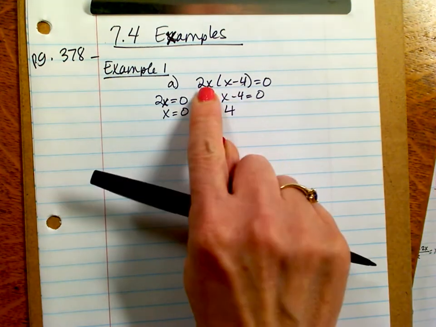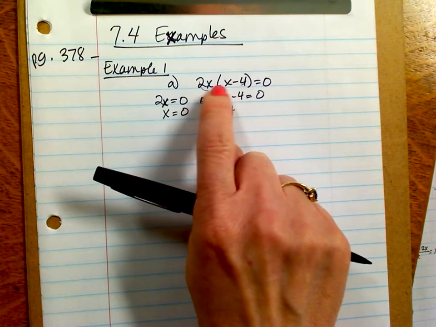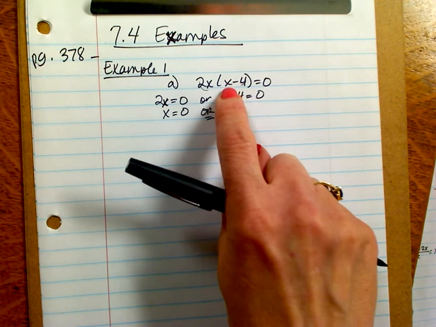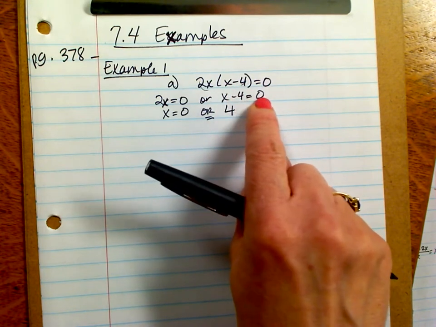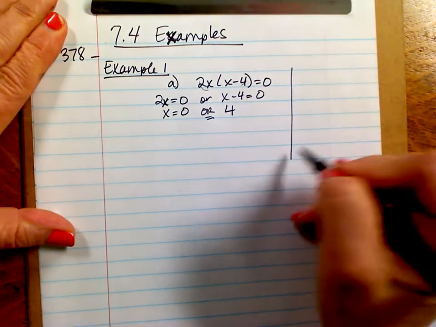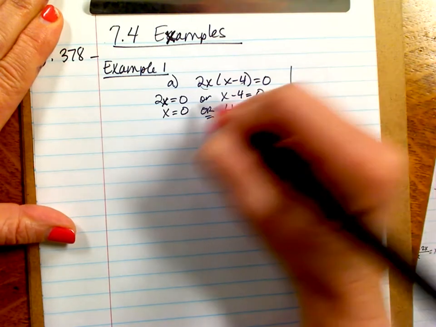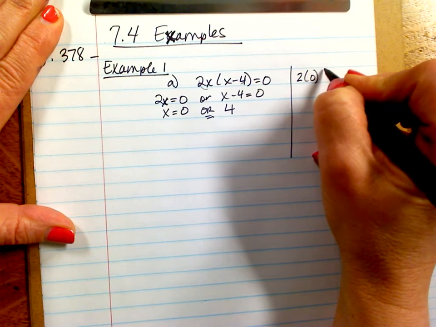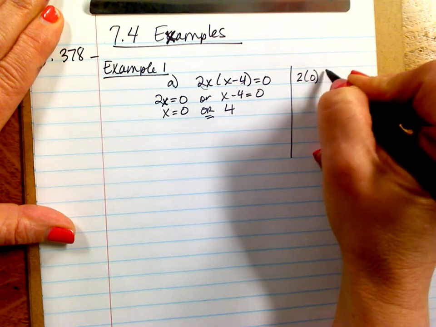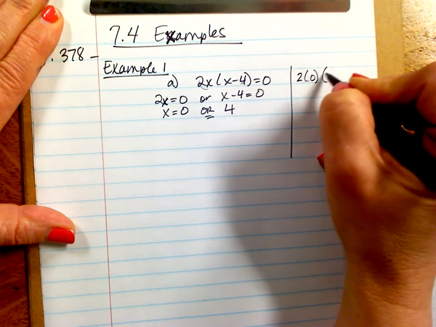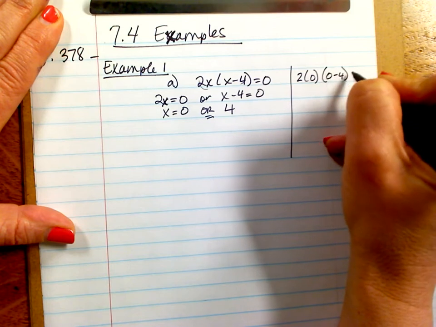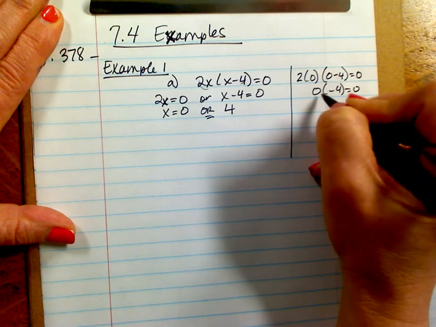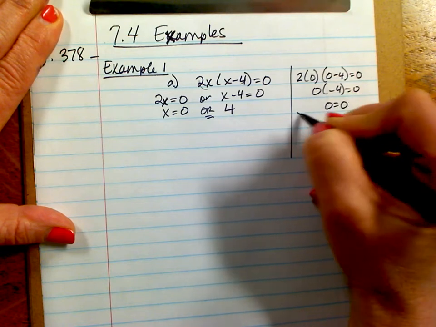So all I did here was think about these as two different terms, which they are. So the 2x can equal 0 to make that true, or the x minus 4 can equal 0 to make that true. Because if you plug this back in, not that you have to, but if I test, okay, so 2 times 0 times 0 minus 4, well, 2 times 0 is 0. 0 minus 4 is negative 4, and 0 times negative 4 is 0.